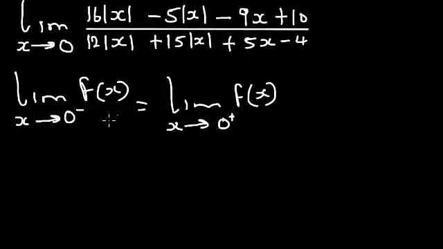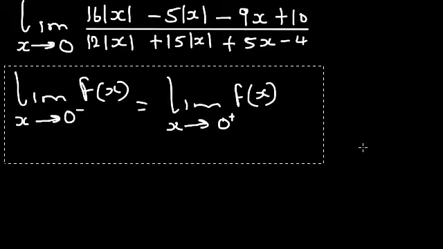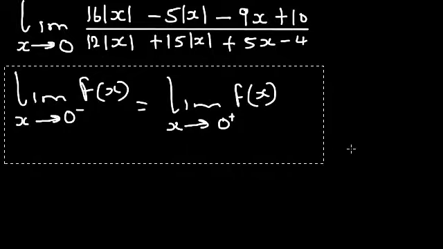So if this condition is satisfied, then we say that the limit exists, and otherwise the limit doesn't exist. So this is exactly what we are going to prove. So keep that in mind. I need to move this a bit so we can have enough space.